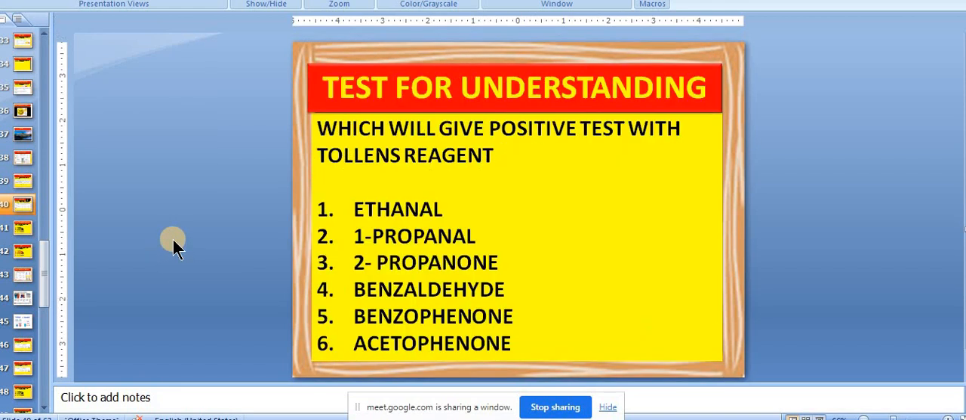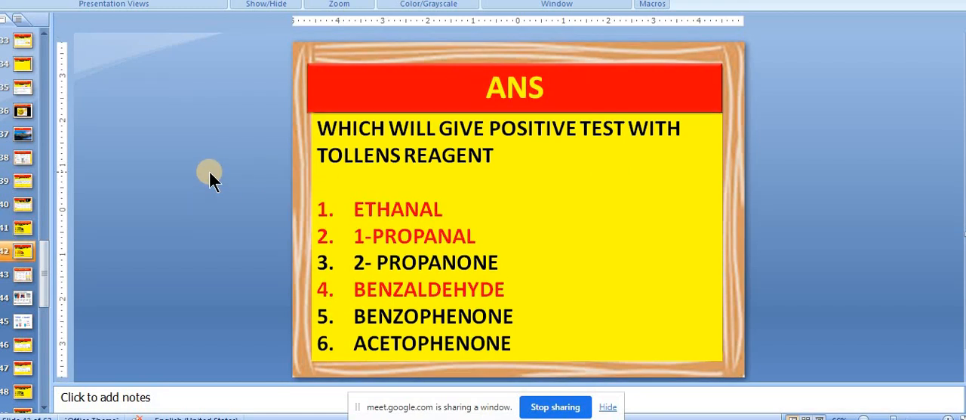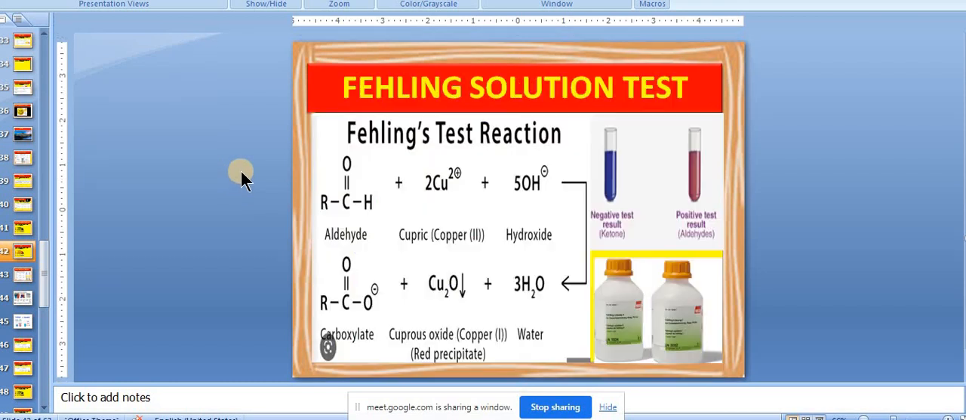Now can you please tell the answer, the numbers of the compounds which will give a positive test with Tollen's reagent. If you have understood the idea, please write 1, 2, 4. Absolutely right. 1, 2, 4 is the right answer. If you understood this, it means your idea about Tollen's reagent is clear. Right? Now we will talk about the Fehling solution test.